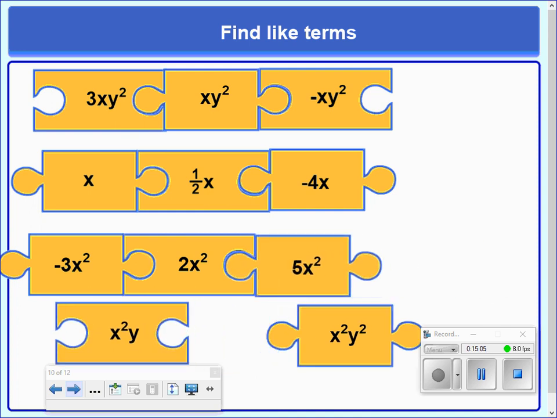And then we have two that we can't look at. They don't combine with anything because they don't have the same variables to the same power. Although this has an x squared y, this other one over here has an x squared and a y squared, and there are no terms that have an x squared and a y squared.